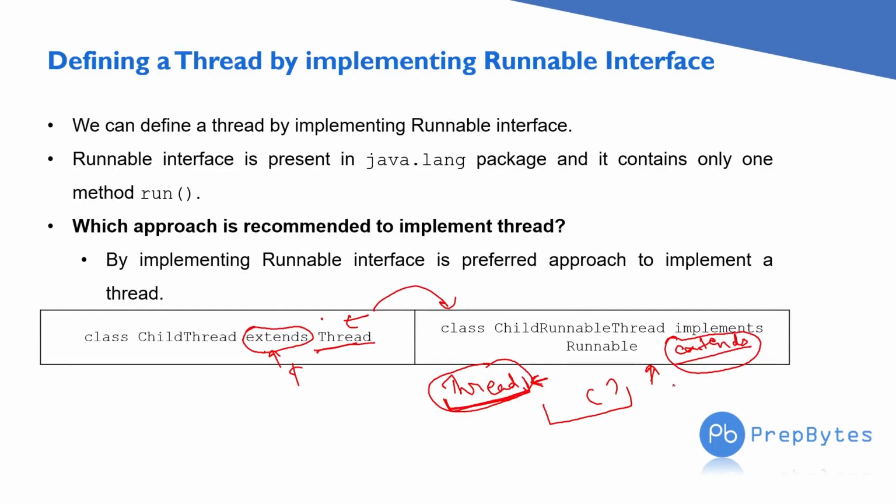So now this completes defining a thread by implementing the runnable interface. Now you know there are two ways of defining a thread, by extending thread and by implementing the runnable interface, and you also know which method is actually preferred. Next we will see the constructors of the thread class and some other topics in the next video.